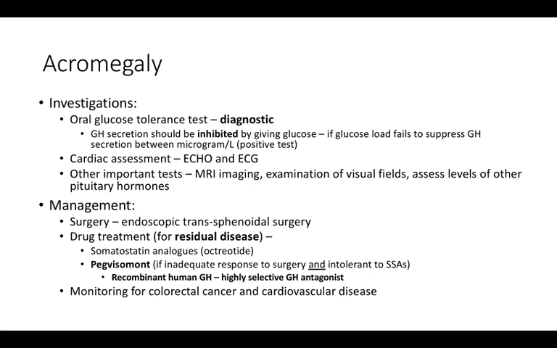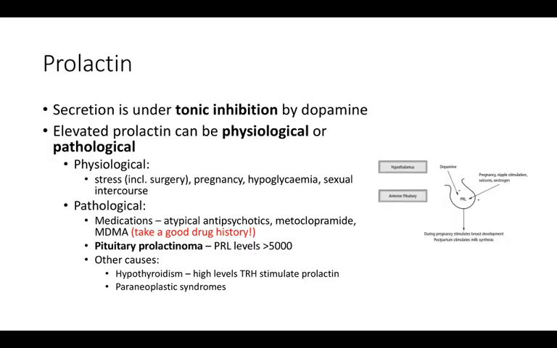So it's also important to mention long-term monitoring for other conditions. So these individuals are monitored for colorectal cancer with colonoscopies every 3 years, and the long-term risk of cardiovascular disease remains high even after the levels of growth hormone are brought back down to normal. So it's important to manage these parameters. So we'll now discuss prolactin.